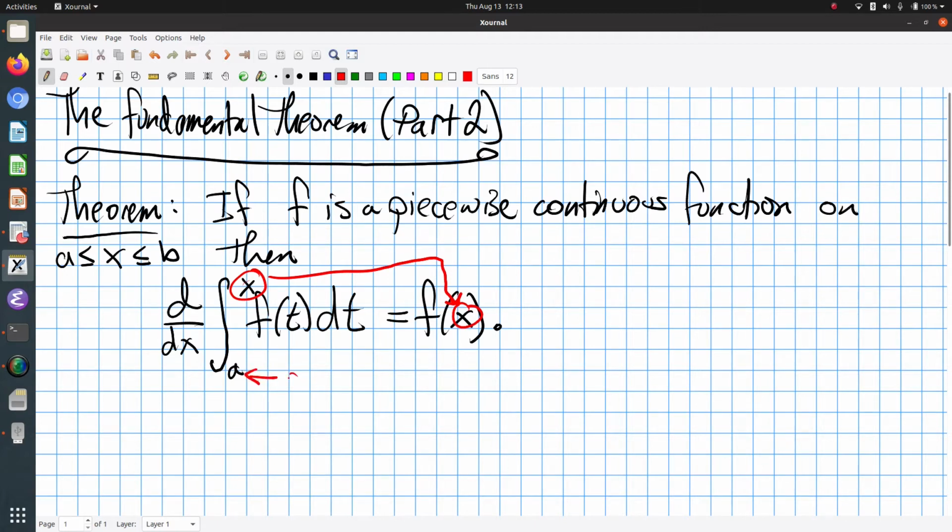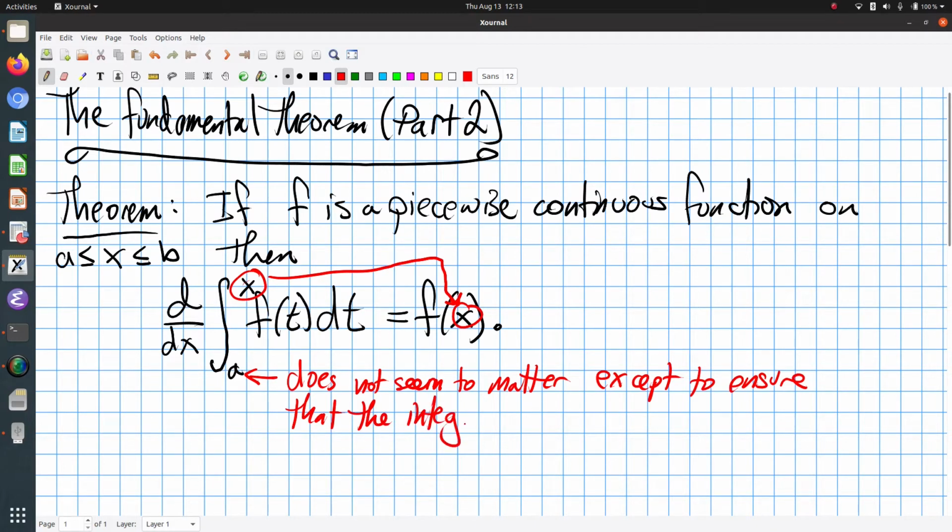This a does not seem to matter, except to ensure that the integral exists, is well defined. That's really what the role of the a is, because x has to be between a and b. If you go outside of that a and b with x, anything can happen.